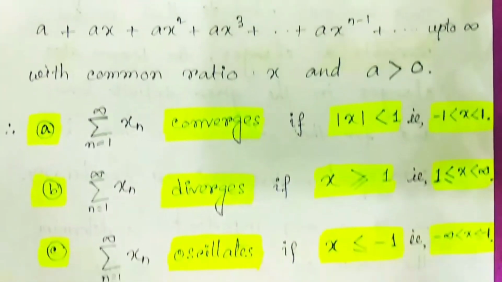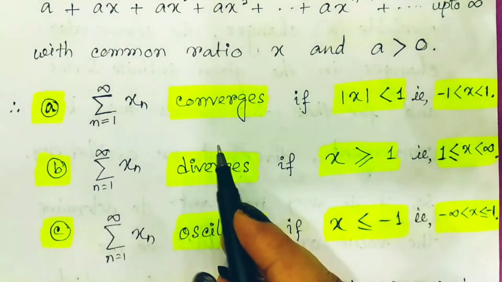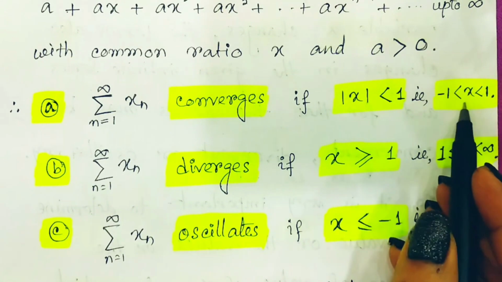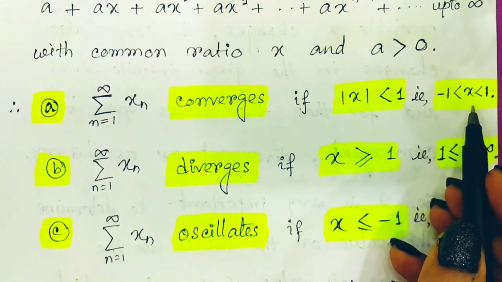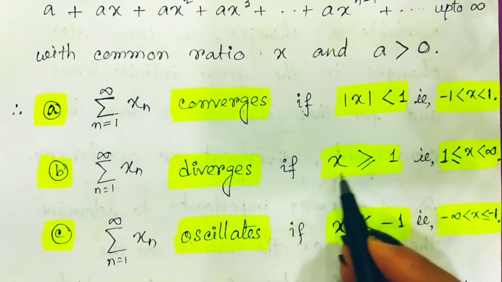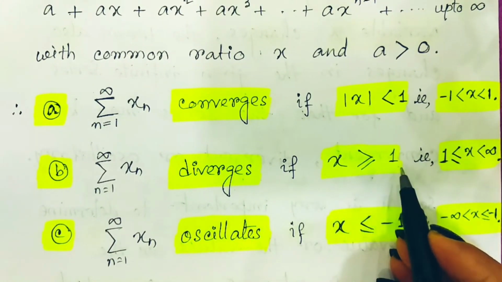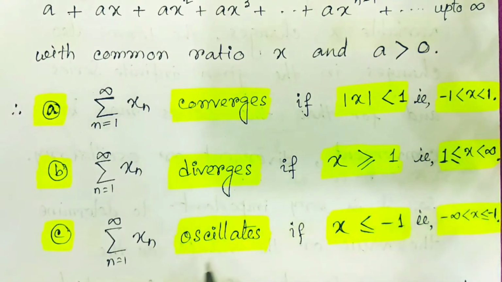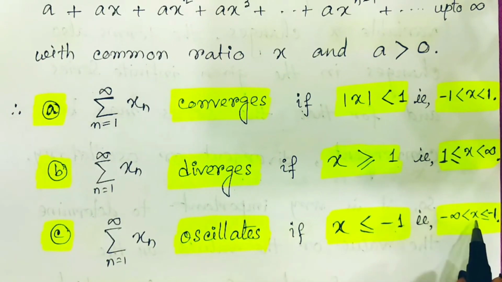Now this geometric series is convergent if mod x is less than 1. Mod x less than 1 means x lies in between -1 and +1. Again, it is divergent if x is greater than or equal to 1, that is, x lies in between 1 and infinity. It oscillates if x is less than or equal to -1, so x lies in between -infinity and -1.